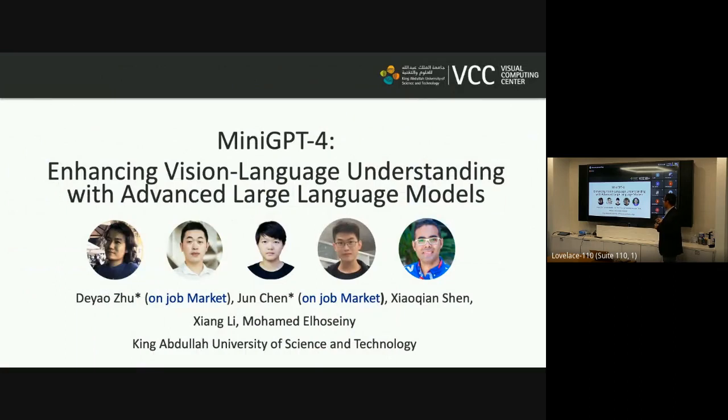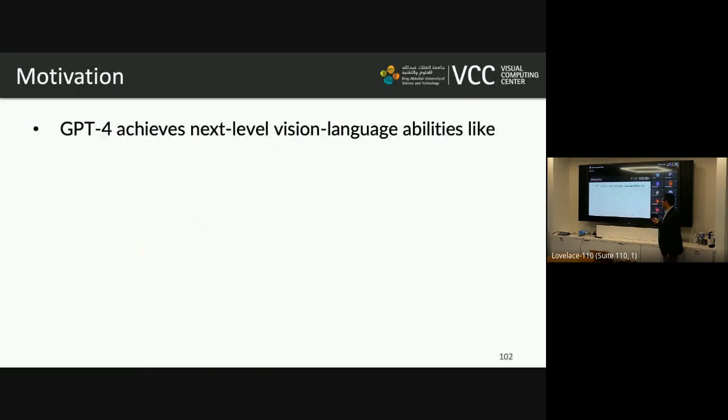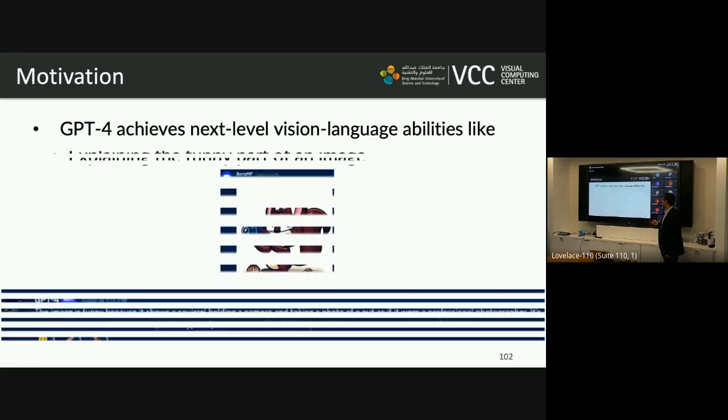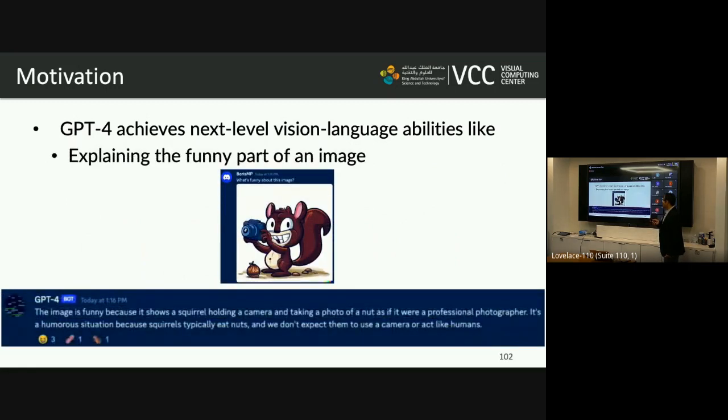Now, getting to MiniGPT-4. This work was led by Deyao Zhu and Jun Chen, who are currently aiming to graduate by the end of this year. This work is motivated by the announcement of GPT-4 by OpenAI, and everybody was curious about how it actually works. How can we build a system that looks like that?